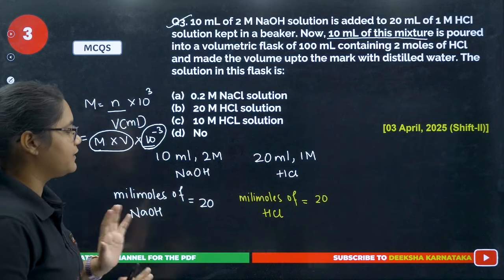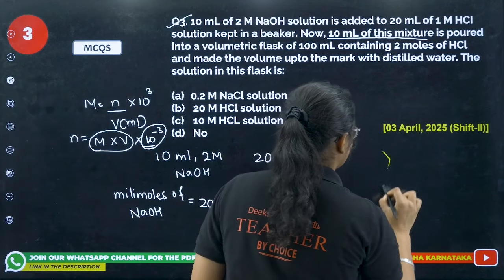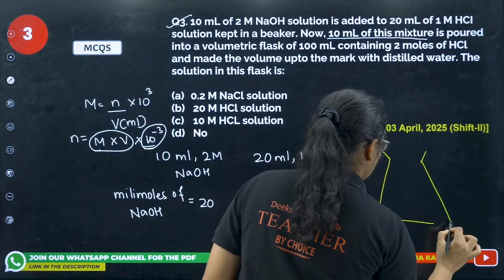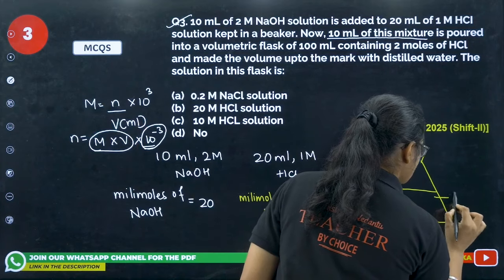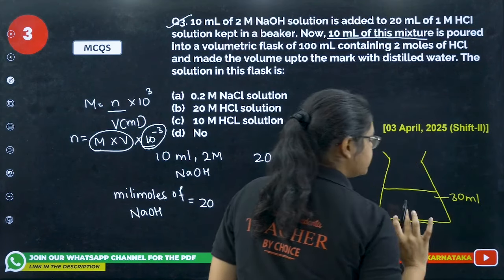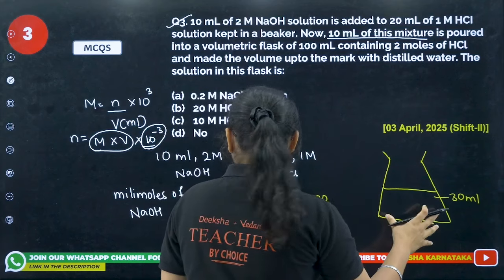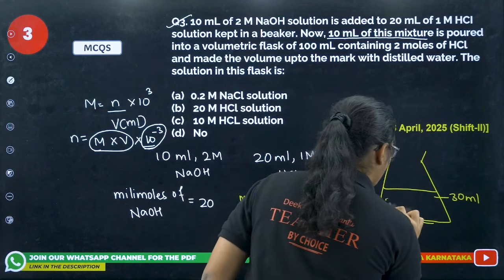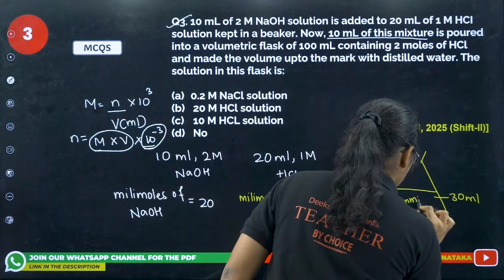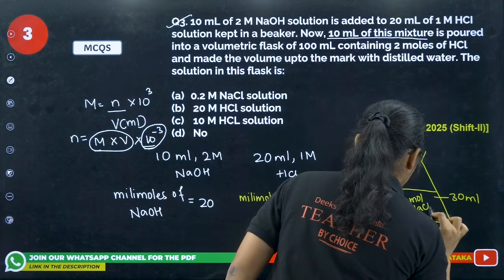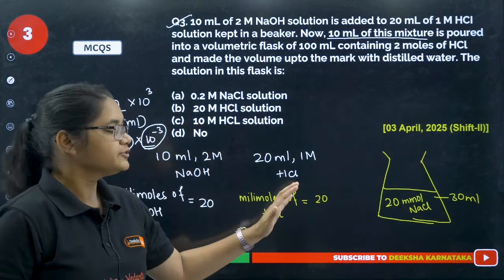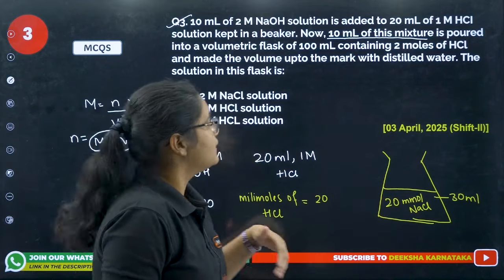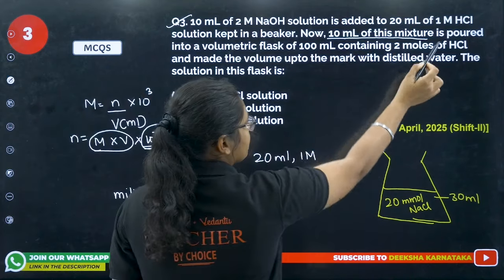Now what we have done: in this flask you can see I have 20 ml and a total of 30 ml is there. Okay, 30 ml of solution is there, and in this 30 ml I now have 20 millimoles of NaCl, because NaOH and HCl react to give NaCl. So in this flask this is now present. Next, what is done? 10 ml of this mixture.